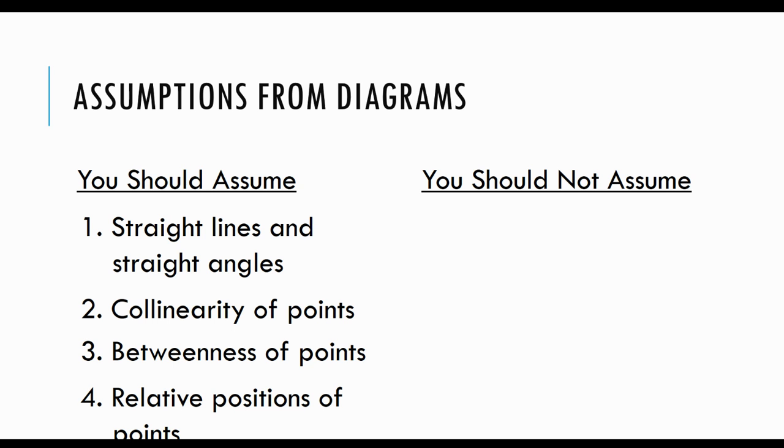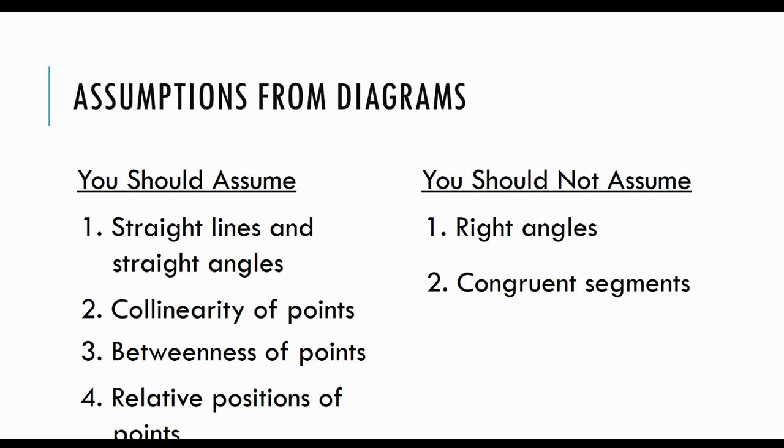So the direction at which the points lie is something that I can assume. Now moving on to the most important list of what we cannot assume. We cannot assume right angles. Unless I'm specifically told in the diagram that this is a right angle, or if I have that little symbol with a box, if I don't have that box symbol indicating a right angle, I cannot assume that that angle is a right angle.